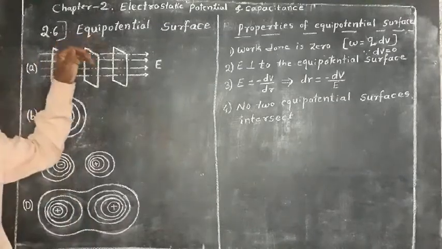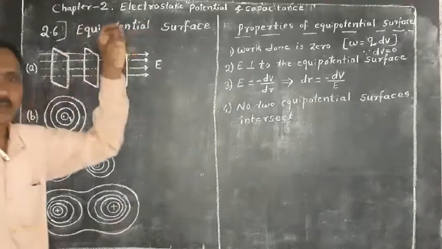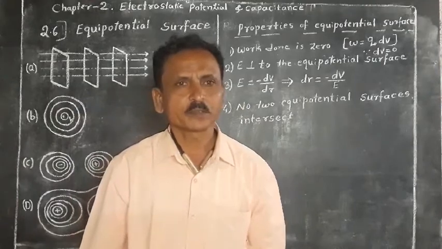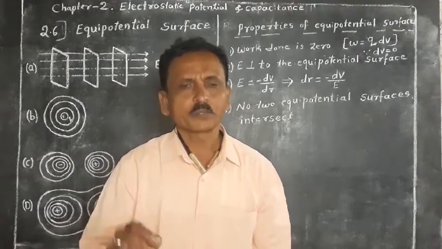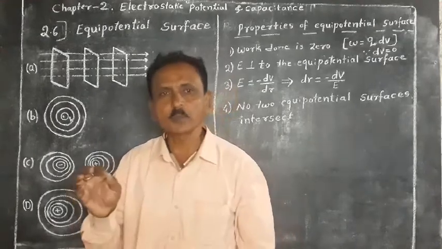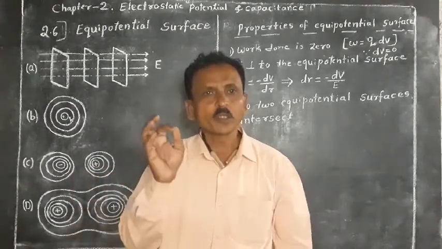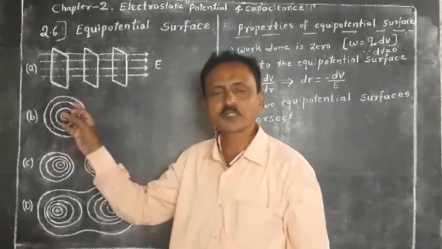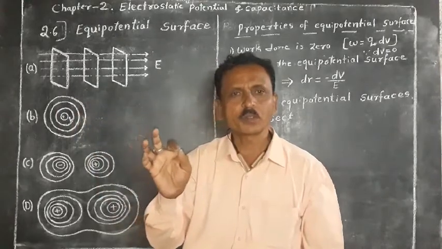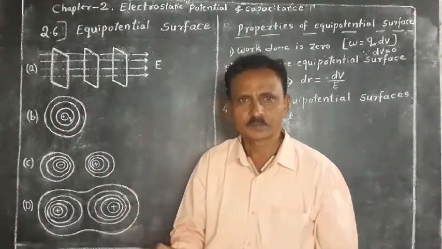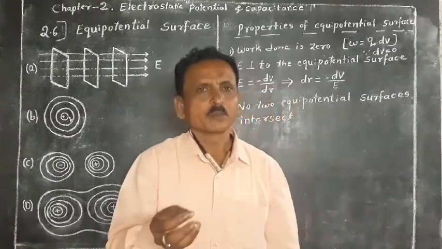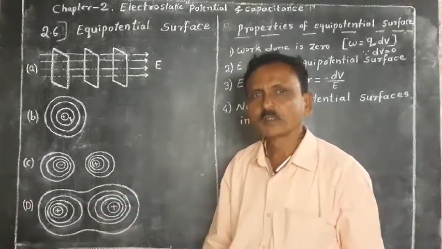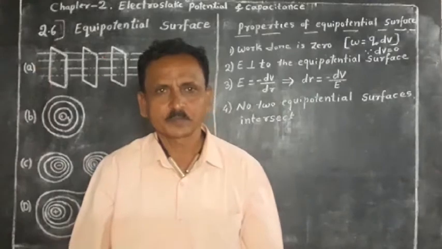Then what is an equipotential surface? A surface of constant potential is called an equipotential surface. Or, if the potential at every point on the surface remains the same, such a surface is called an equipotential surface. The equipotential surface may be the surface of a body or a surface in space.